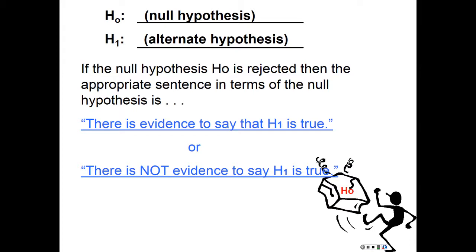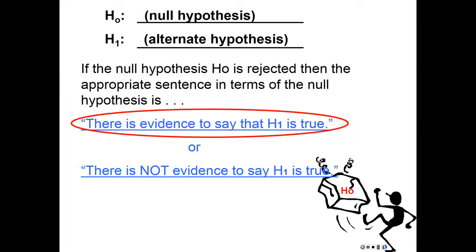And then if the null hypothesis is rejected, then the appropriate sentence in terms of the null hypothesis is that there is evidence to say H1 is true, or there's not evidence to say H1 is true. You rejected H0. What's left? H1. And if the evidence didn't support H0, what did it support? H1. Okay?